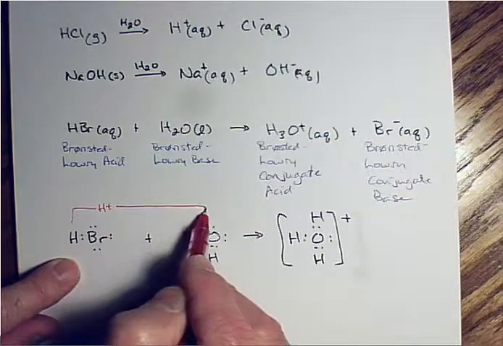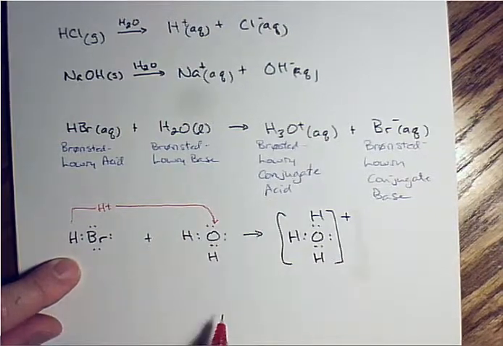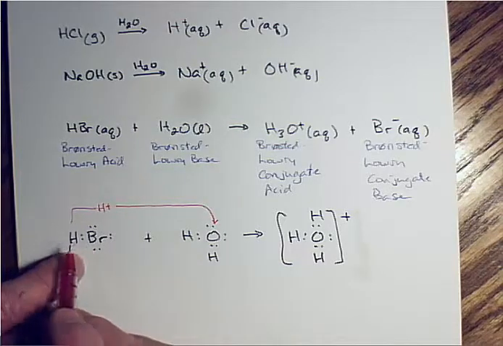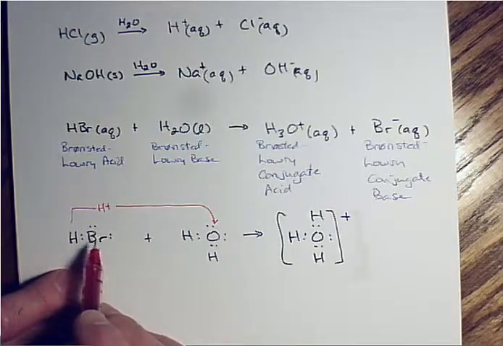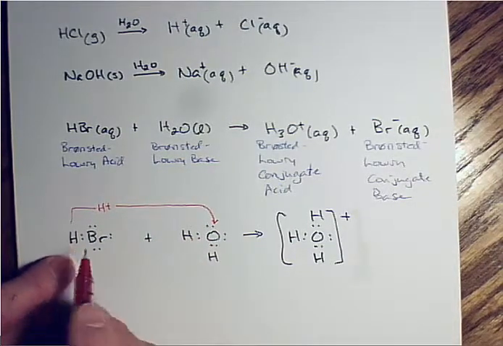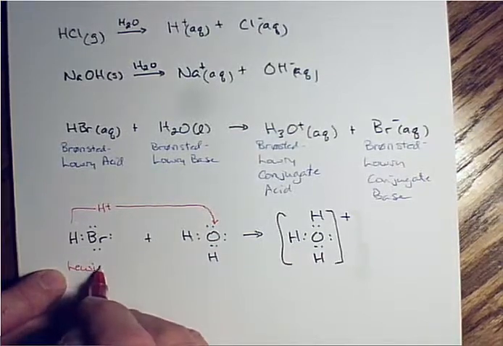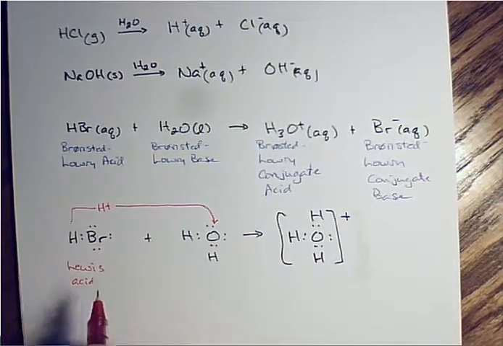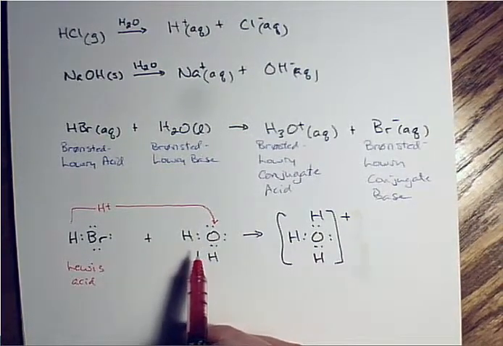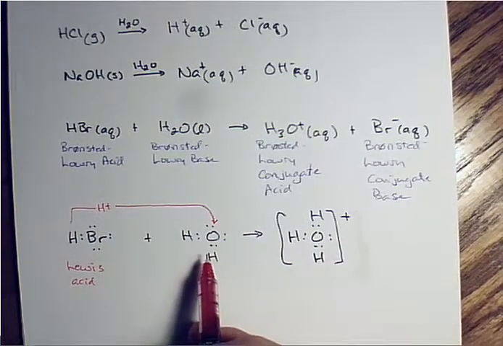And it goes over here and it accepts that pair of electrons from the water in a covalent bond. And isn't that the definition of a Lewis acid? A species that accepts a pair of electrons in a covalent bond. Okay? And so this is the Lewis acid because the hydrogen ion that came from here is what accepted that pair of electrons. Okay? This then is the Lewis base.